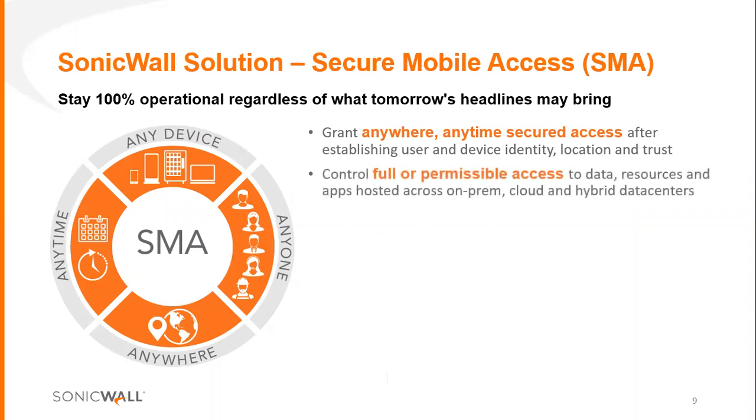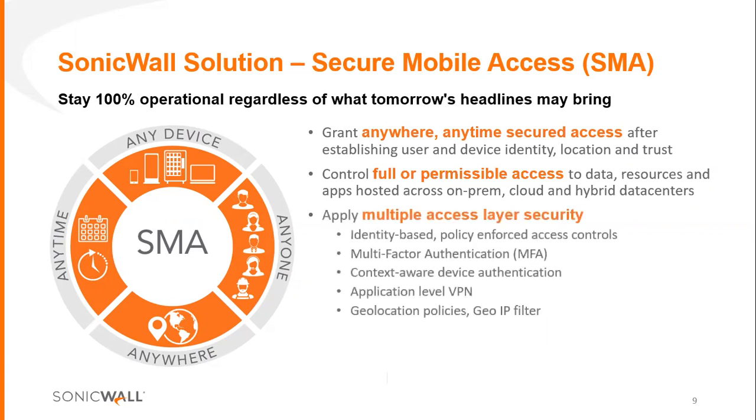Next, we can control the full and also the permissionless access to data. So if user A tries to access, maybe they can access the file server only, and they are not allowed to access at the application level. We can help you control this, no matter whether your server is on-prem, the cloud version, or a hybrid data center. Furthermore, for the SMA, we can help you apply multiple access layer security.